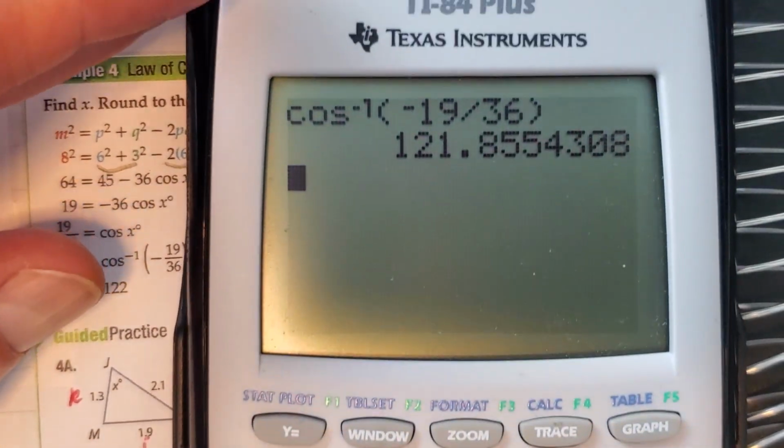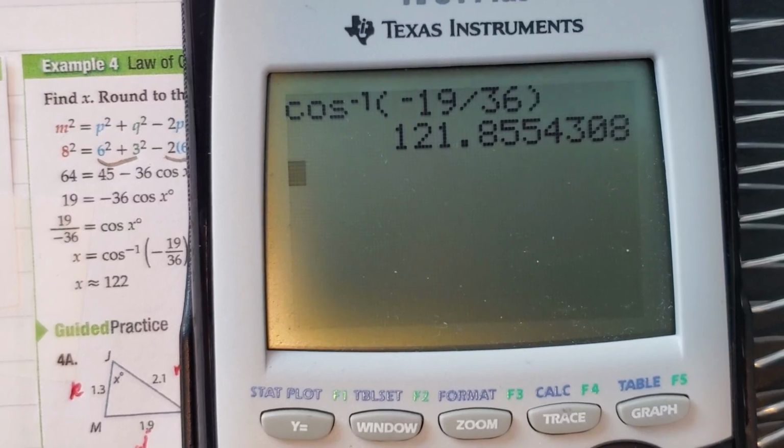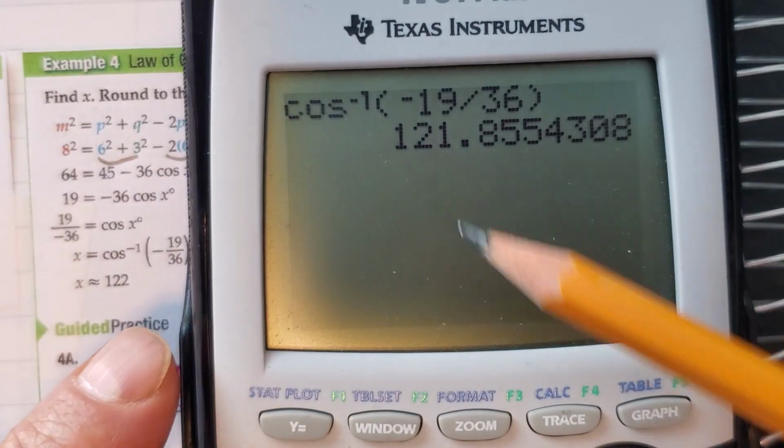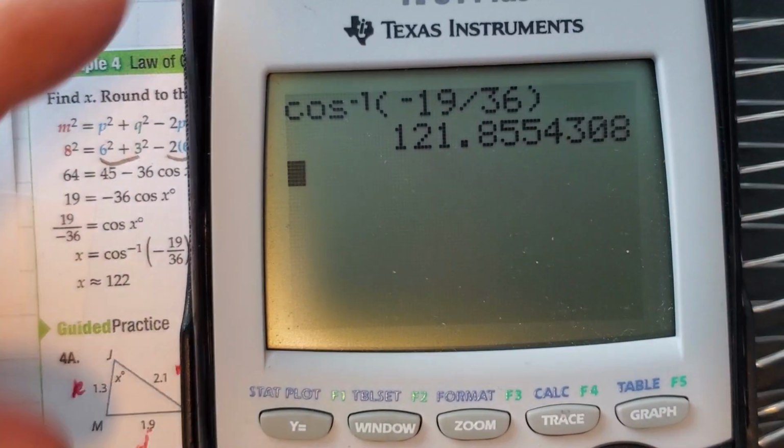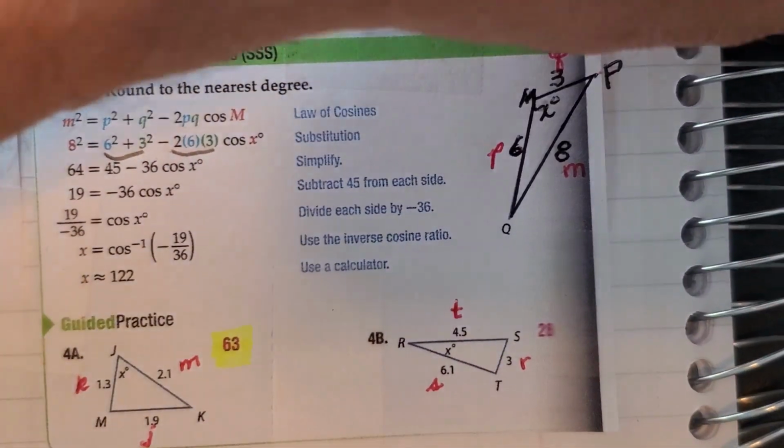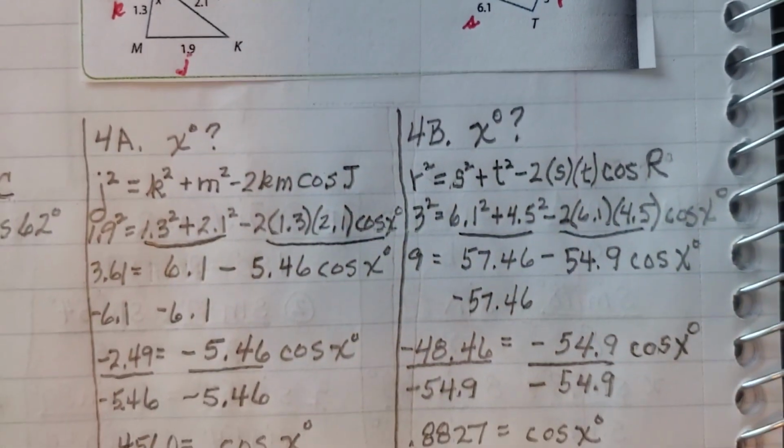Okay, so there you go. All right, remember that has to be a little negative sign, not a minus sign, or you'll get an error message. All right, let's try 4A and 4B.